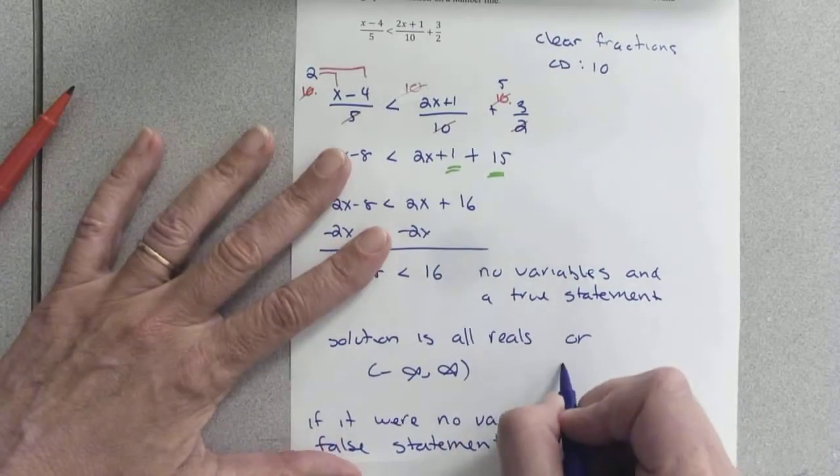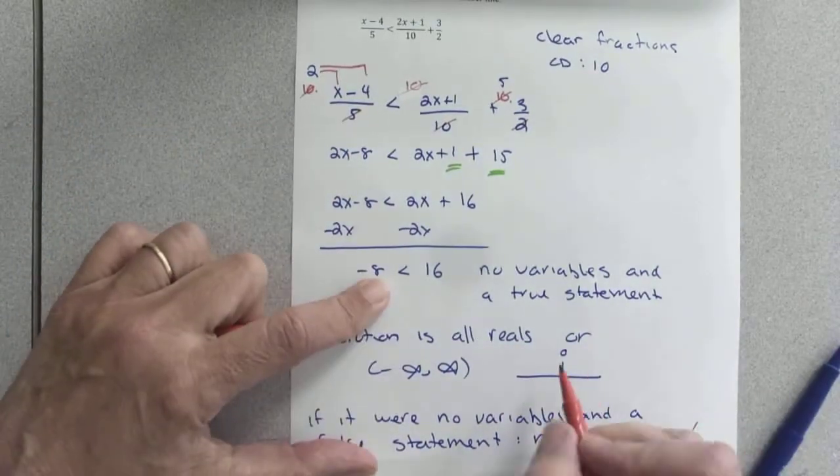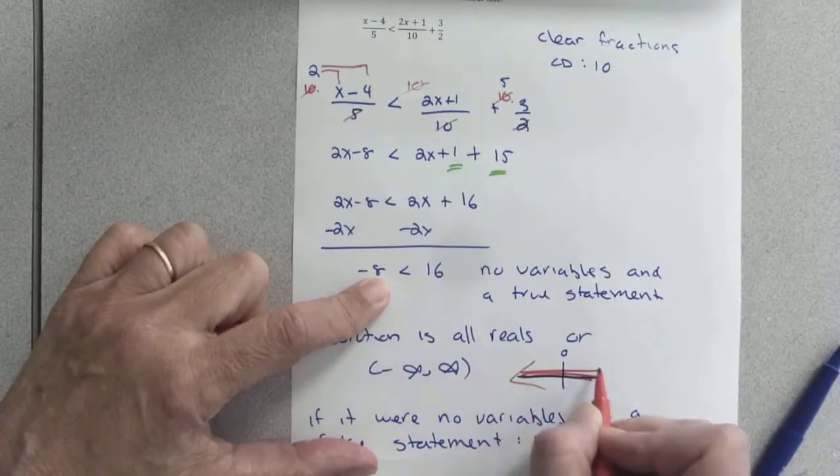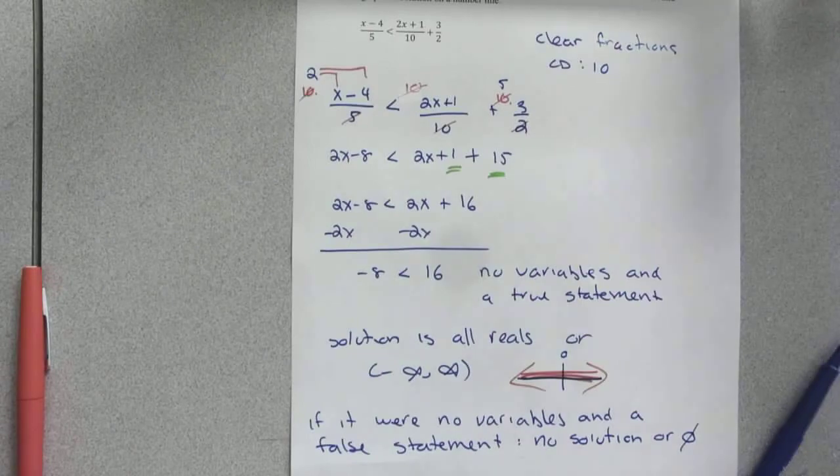And I guess if we had to graph this, let's just call that 0, the graph would just be a line going both ways. Okay, that's a good point to end this video.